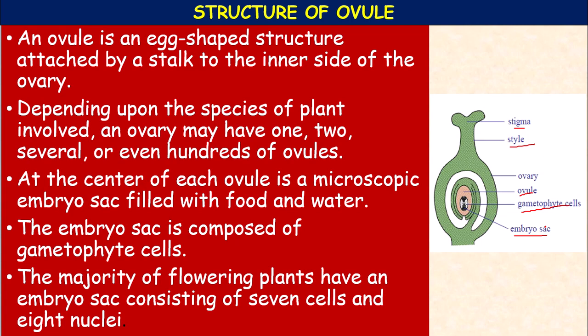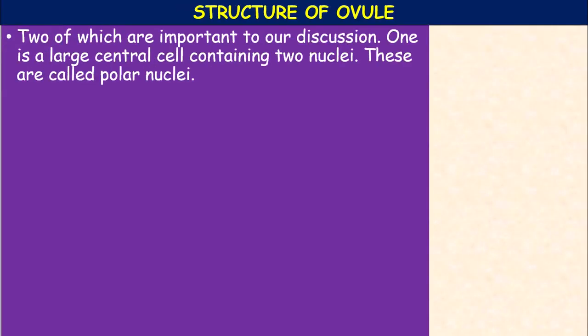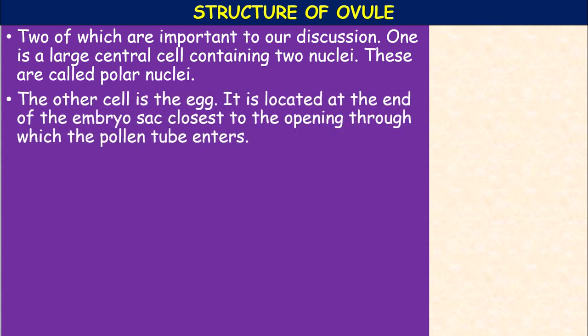Okay, children. Next, the structure of ovule. Two of the cells are in important positions. One is the large central cell containing two nuclei, and these are called polar nuclei. The other cell is the egg cell. So out of those 7 cells, 2 are very important. One is the large central cell with 2 nuclei. Second one is the egg cell.